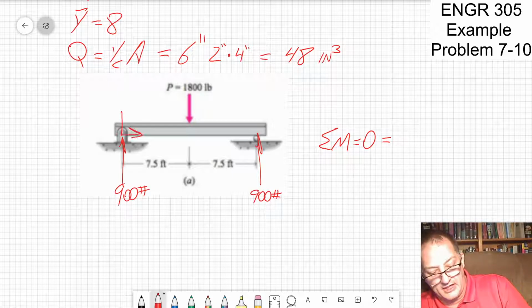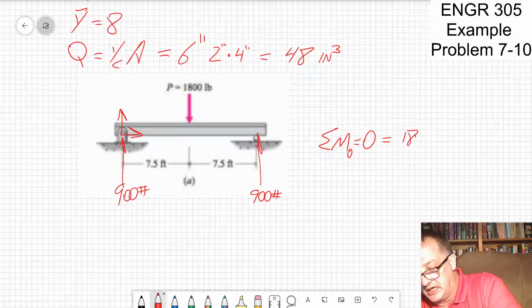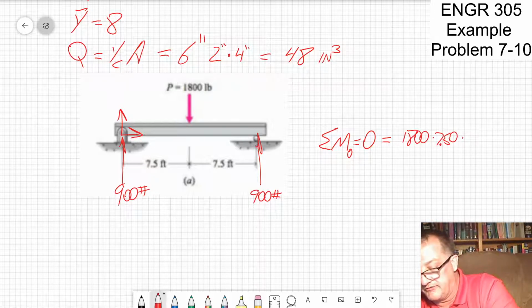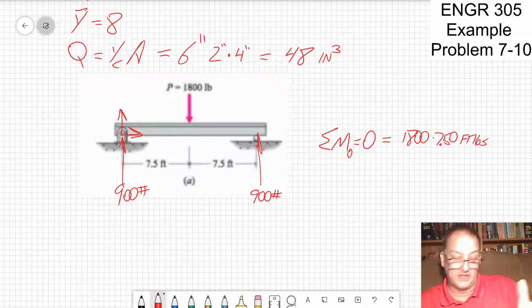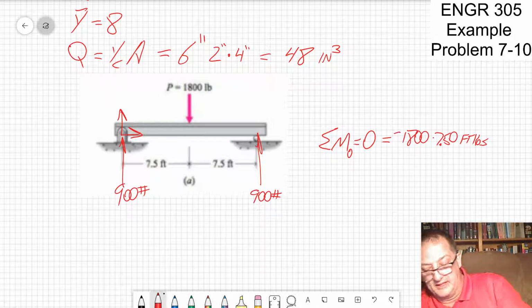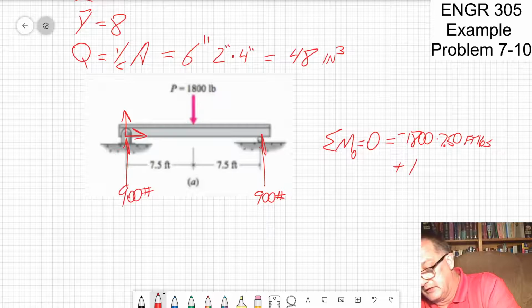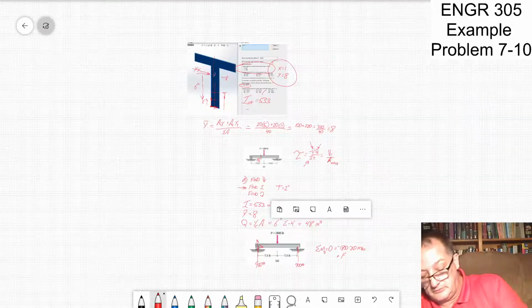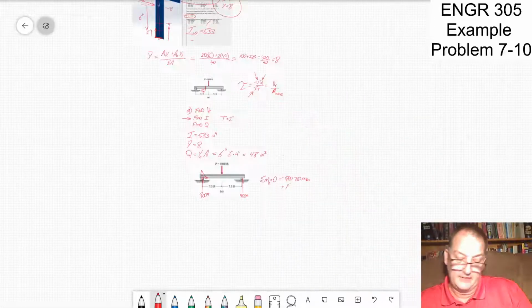I'm going to sum that around here, around the origin. It's equal to 1800 times 7.5, in foot-pounds, and that's going to cause it to go negative. And then plus the force.